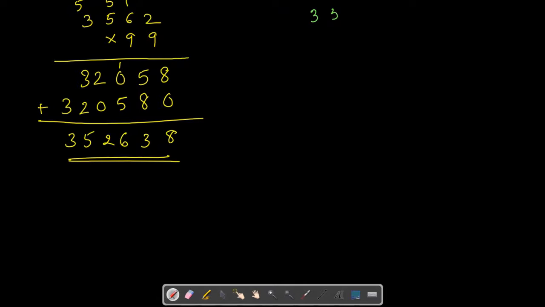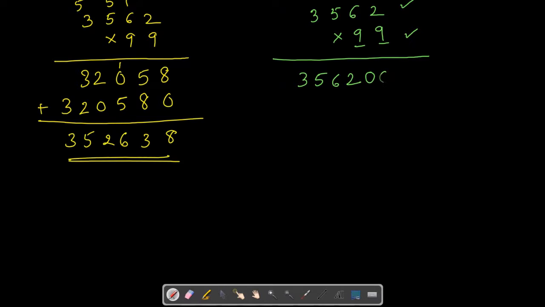So if I take 3,562 multiplied by 99, here in this scenario, my upper number and the lower number don't have the same number of digits. So in this case, first I'll take the same number. Let me write the same number, that is 3,562. The other number has 2 digits, so I will place 2 zeros over here. The number of digits, the number of zeros.